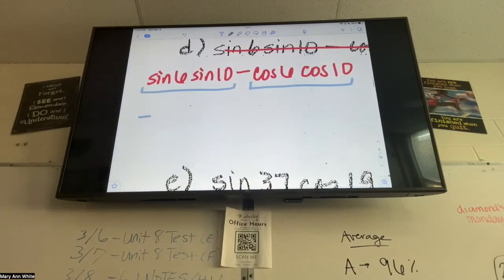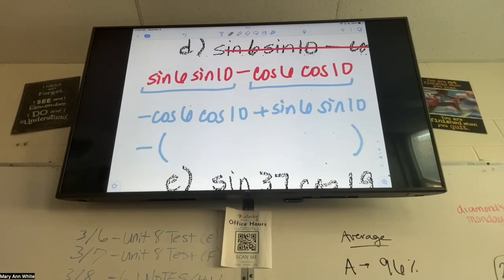So I'm going to rewrite this as negative cosine 6 cosine 10 plus sine 6 sine 10. We got to respect the fact that that cosine has the negative with it. So we got to keep that negative with that cosine 6 cosine 10. But if you go back to your identity sheet, we don't have a negative in front of it. So let's factor that negative out. So now I can actually make sure it looks just like my cosine one. I've got negative parentheses, cosine 6, cosine 10. The plus that was in front of the sine now has to become a minus because we are factoring a negative out. So now I've got minus sine 6, sine 10.